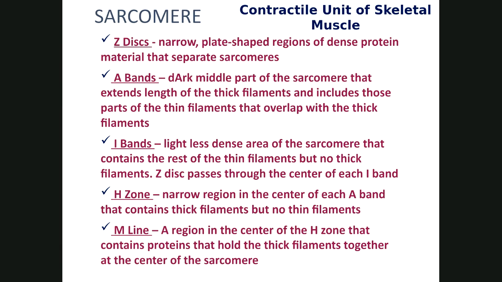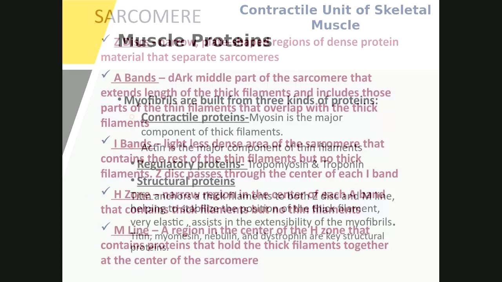So here's a review of what we talked about. Make sure you know all of these names and what they do. So again, the Z discs separate one sarcomere from the other. The A band is the region of overlap. The I band only contains thin filaments. The H zone only contains thick filaments. The M line is the center that connects to the thick filaments.